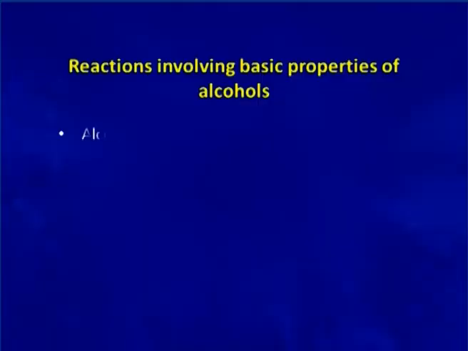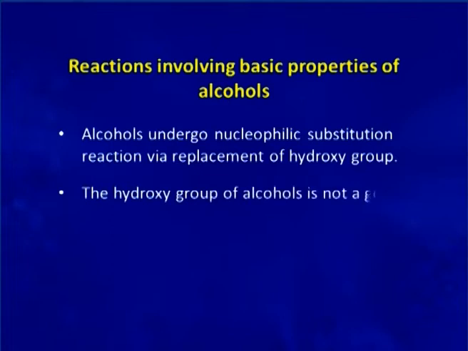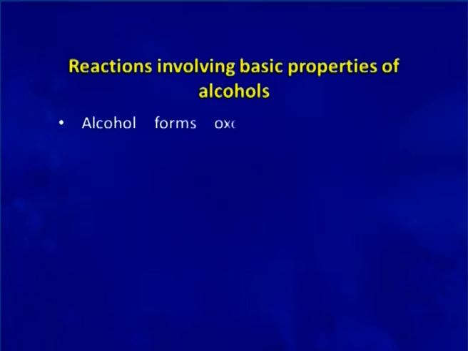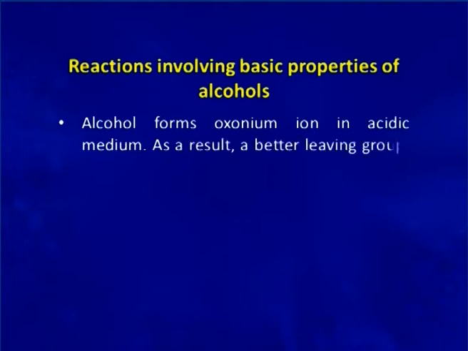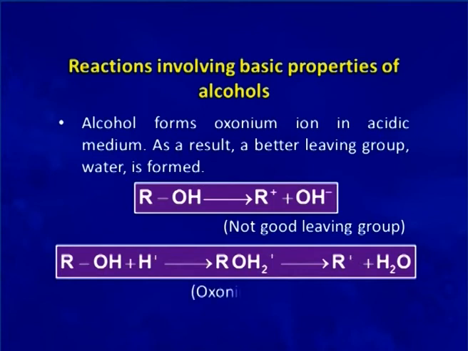We will discuss now: alcohols actually undergo nucleophilic substitution reaction via replacement of the hydroxy group. The hydroxy group is not a very good leaving group, and that is why the reaction of alcohol is performed in acid, so that a protonated alcohol is formed, which is also called oxonium ion. The oxonium ion now has the good leaving group water, which is less basic as compared to the hydroxide ion which is present in alcohol.